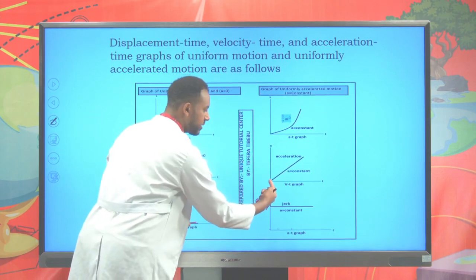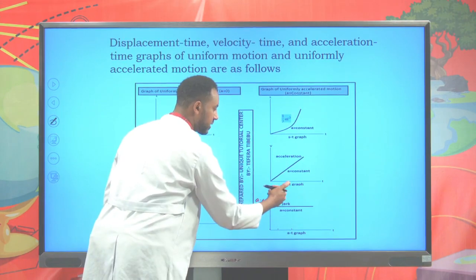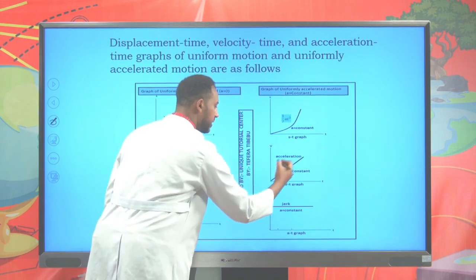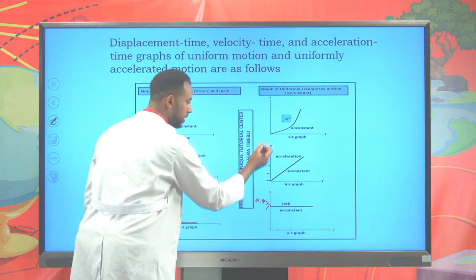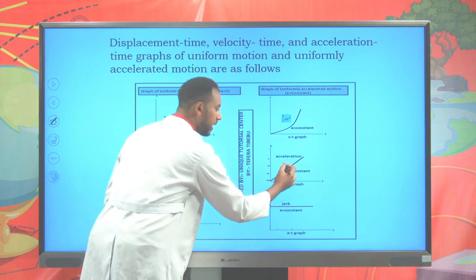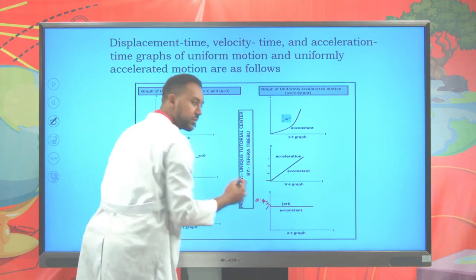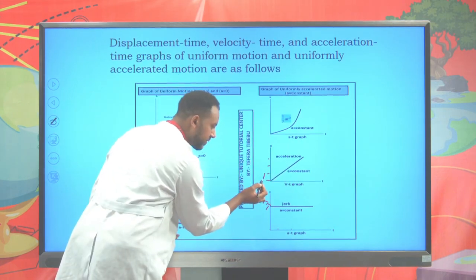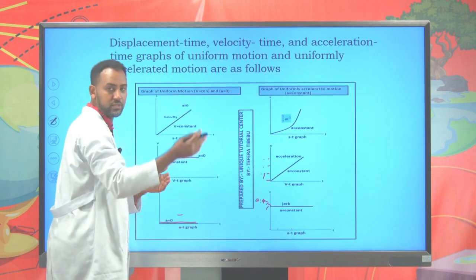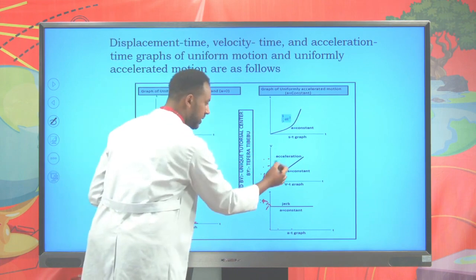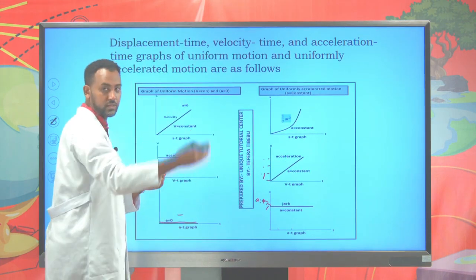When you come to the velocity-time graph, it shows you that in this direction the velocity changes. The velocity changes from 0 to 2, 3, 4, and the like. And the acceleration remains constant, meaning the change of velocity in every interval of time remains constant. The acceleration remains constant, but the velocity increases.